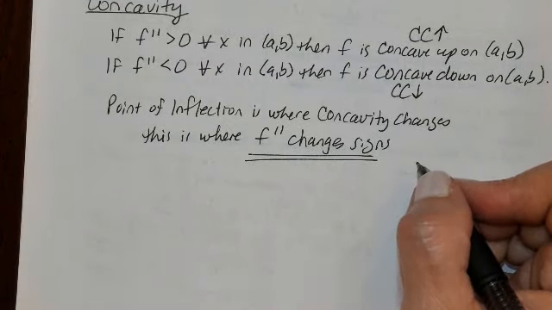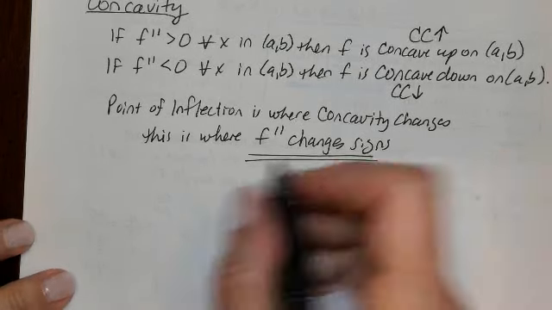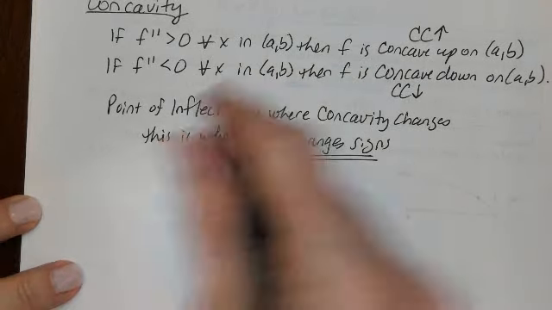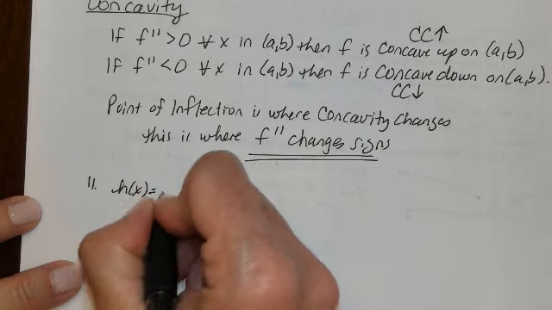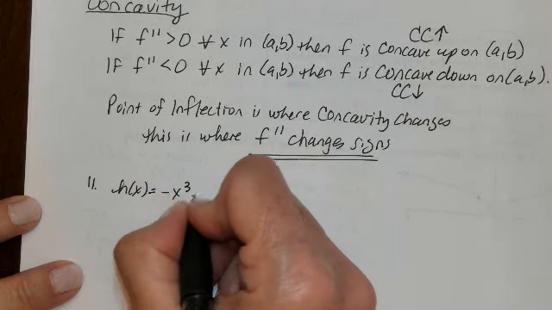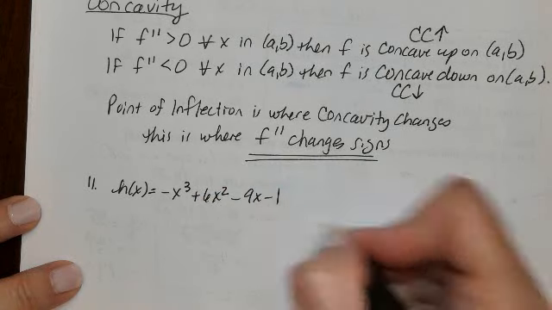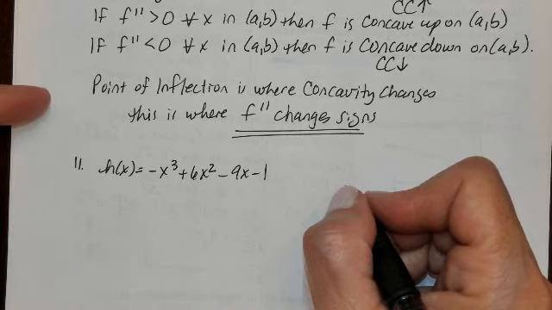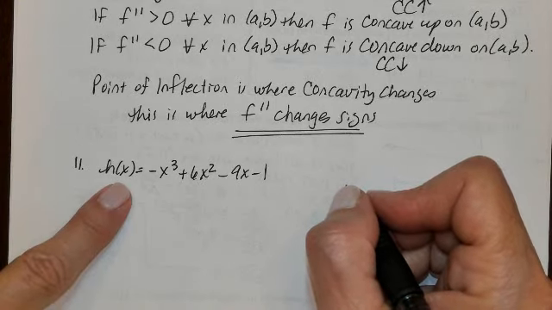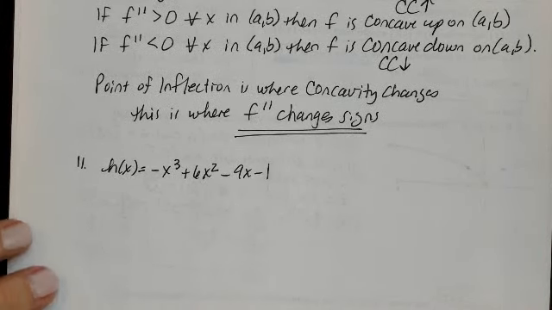All right, let's take a look at an example here. We're almost done. Let's say, what are we on? Example 11. Let's say h of x is negative x cubed plus 6x squared minus 9x minus 1. And we're going to state all the intervals where h is concave up, all the intervals where h is concave down, and we're going to state any points of inflection.